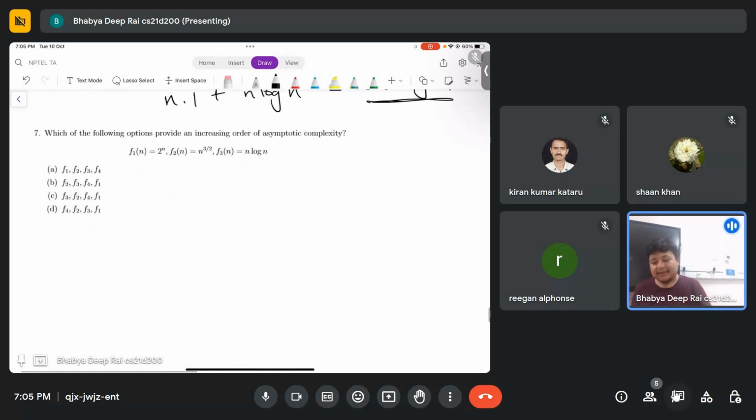So let's try our hand at this question. Which of the following options provide an increasing order of asymptotic complexity? f1(n) equals 2 power n, f2(n) equals n power 3 by 2, f3(n) equals n log n. And one is missing, it seems. Maybe I've taken a note of it. f4(n) equals n to the log n.